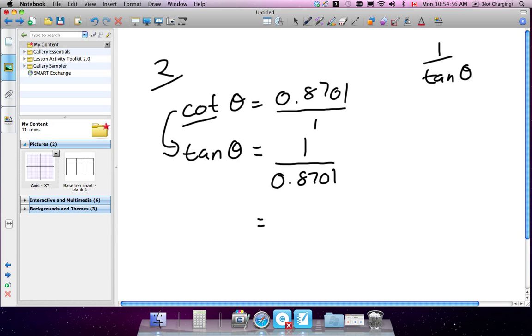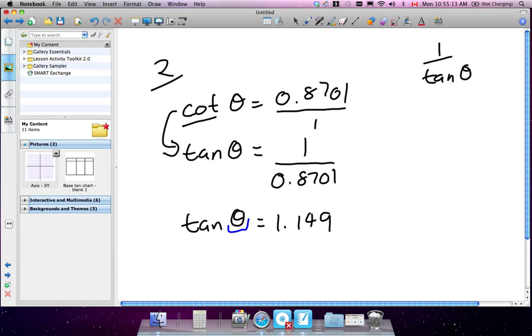1 divided by 0.8701 is 1.149. Wonderful. Now you are right. I'm solving for an angle. I should have showed you this. I thought you might know this one already.